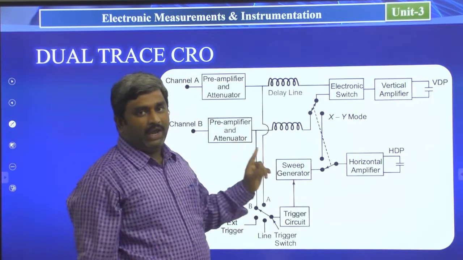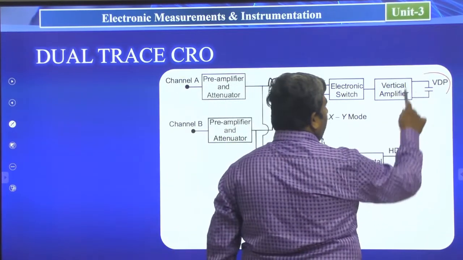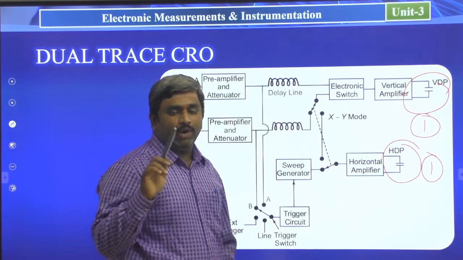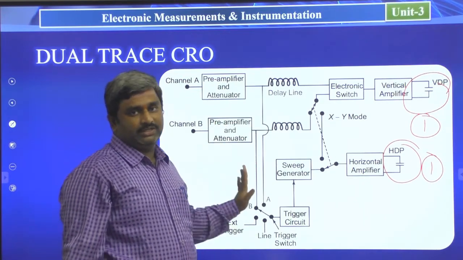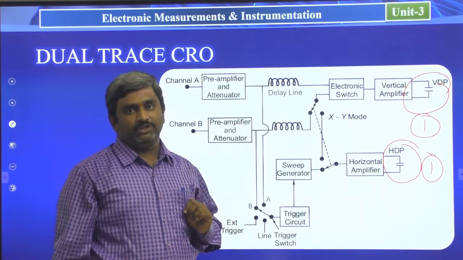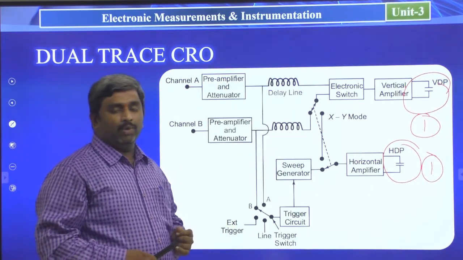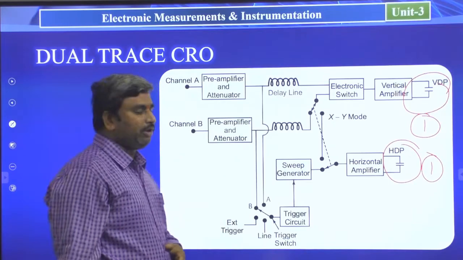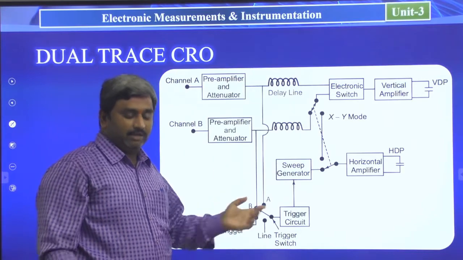Finally, see here, we have two channels of information, but only one vertical deflection plate and one horizontal deflection plate. Only one set of horizontal deflection plates and one set of vertical deflection plates are there in the dual trace CRO. In the dual beam CRO, we have two vertical deflection plate systems and one horizontal deflection plate system. But in the dual trace CRO, only one vertical deflection plate system and one set of horizontal deflection plates are available. So this is the block diagram description of dual trace CRO. You have to keep this picture in your mind, then listen to the next points.